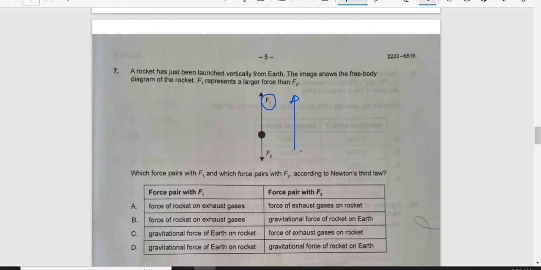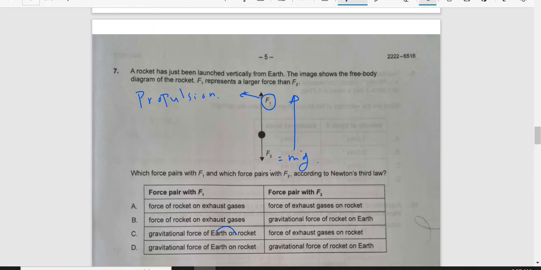Now, what are these forces? F2 is the weight of the rocket. The weight of the rocket down is the weight by Earth exerted on the rocket, which is equal to the weight of the rocket on Earth. Now, F1 is the propulsion force, which is the force exerted by the gas itself when it starts burning on the rocket. For every action, there is the third law: for every action, there is an opposite and equal reaction, which equals also the force exerted by the rocket on the gas.